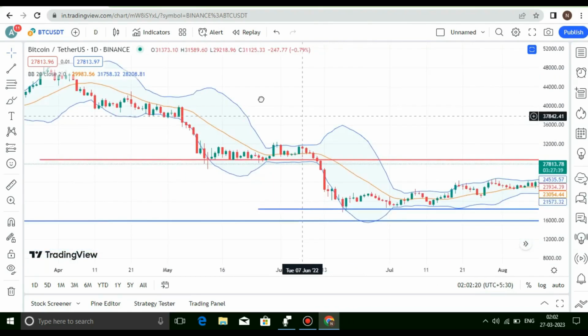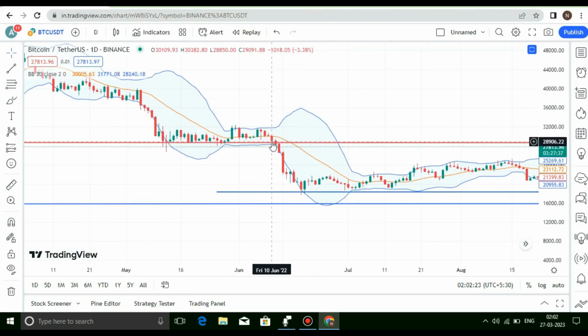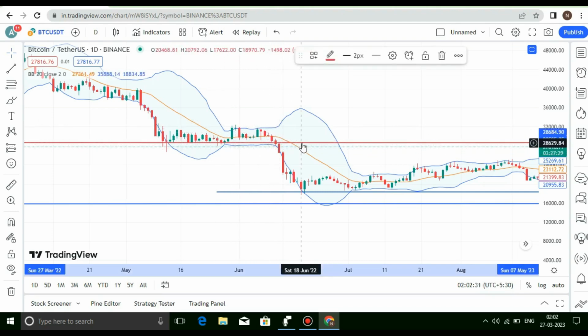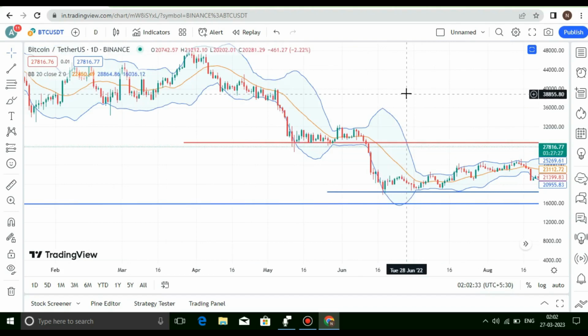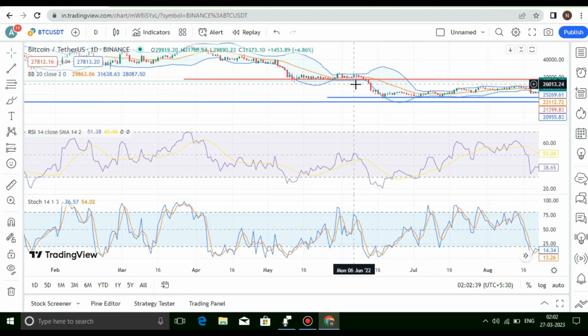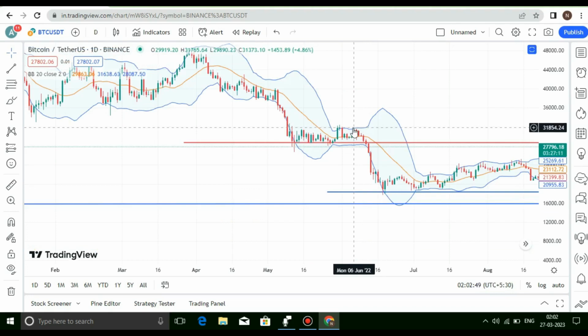Now here the Bollinger Band became very narrow, and here was a resistance line. According to this chart pattern, it was a support line. This line was a support line. So let's see, according to the different indicators, what should be happening over here. At this point, the stochastic oscillator was above 70.